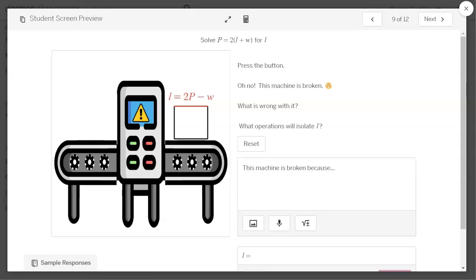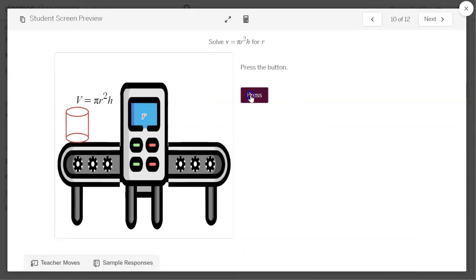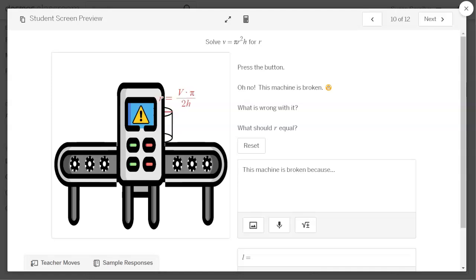The key is to notice the operations that are being used in the original formula, and then what operations should be used when you solve that formula for the L. This one also is broken. I did go ahead and type it in the heading above so they can see what it was before you press the button and now what it is and what's wrong. What did they do wrong? What should the R equal?